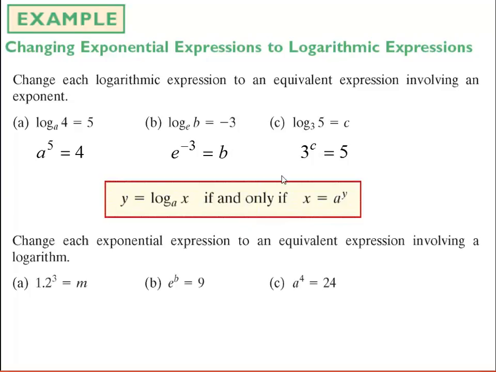Now what if we go the other direction? What if we're given an exponential equation and asked to put it into logarithmic form? Again, the base of the exponential will become the base of the logarithm. This is the input of the exponential; that's going to become the output of the logarithm. And this is the output of the exponential; that's what will be inside the logarithm. So I'm going to have log base 1.2 of the number m equals the exponent of 3.